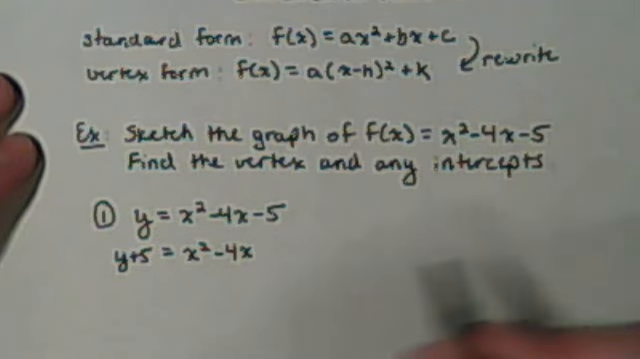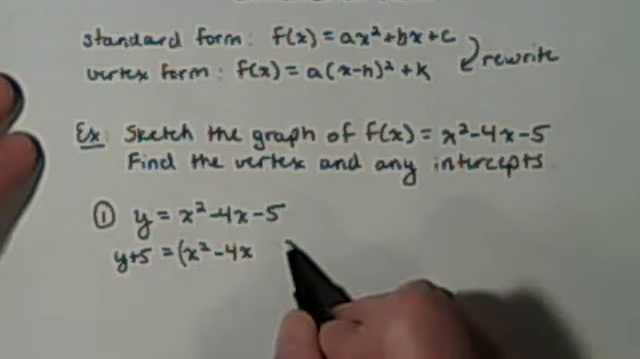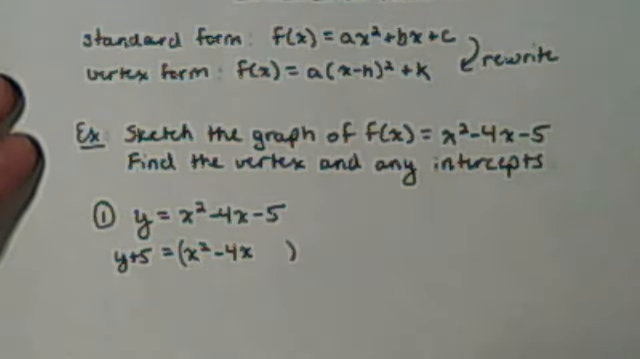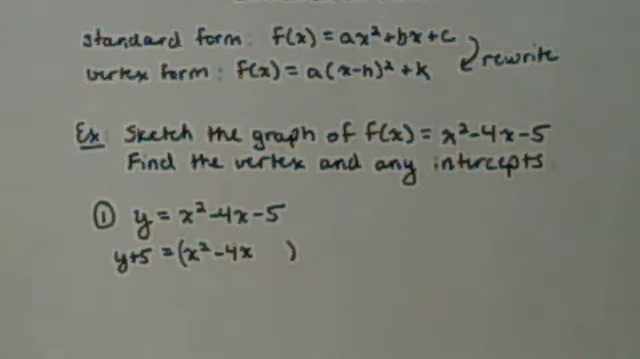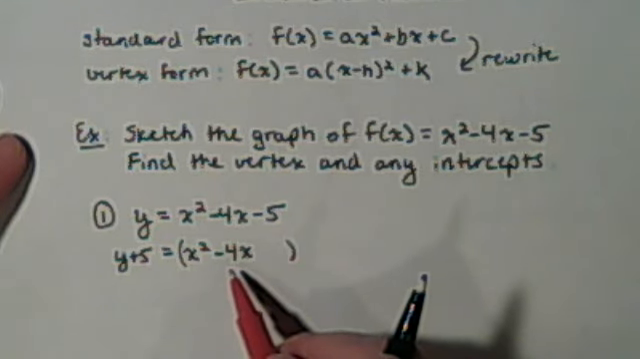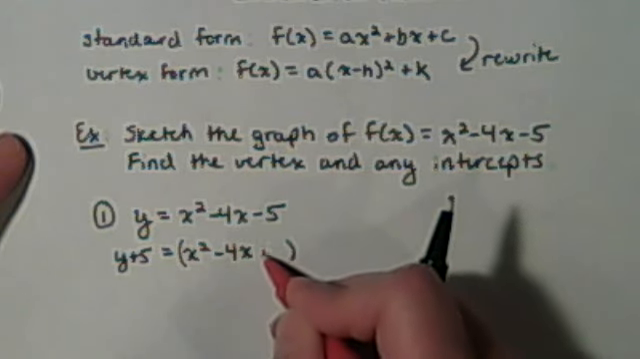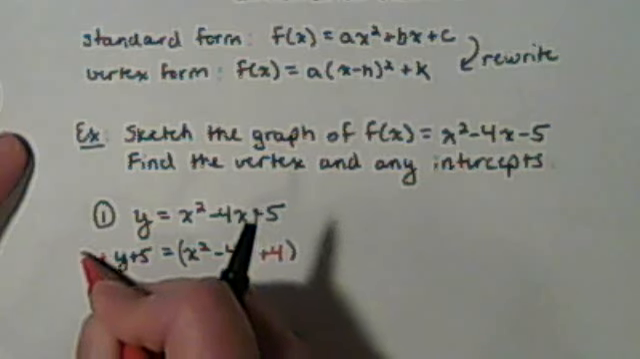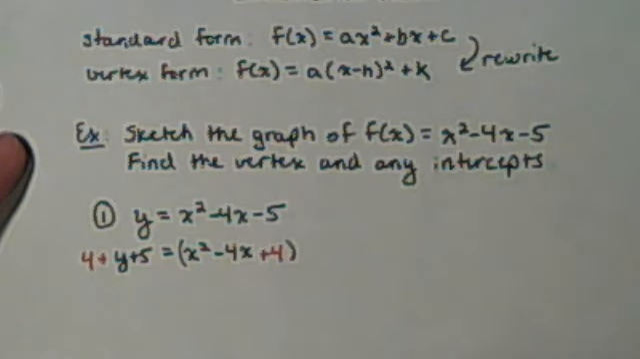Now we want to be able to complete the square on this side of the equation, and you need to ask yourself, what do I need to add in order to complete the square? You remember how to do that? We take 1/2 of negative 4 and we square it. So what I need to add to both sides is a plus 4. And we can add that to both sides of the equation.